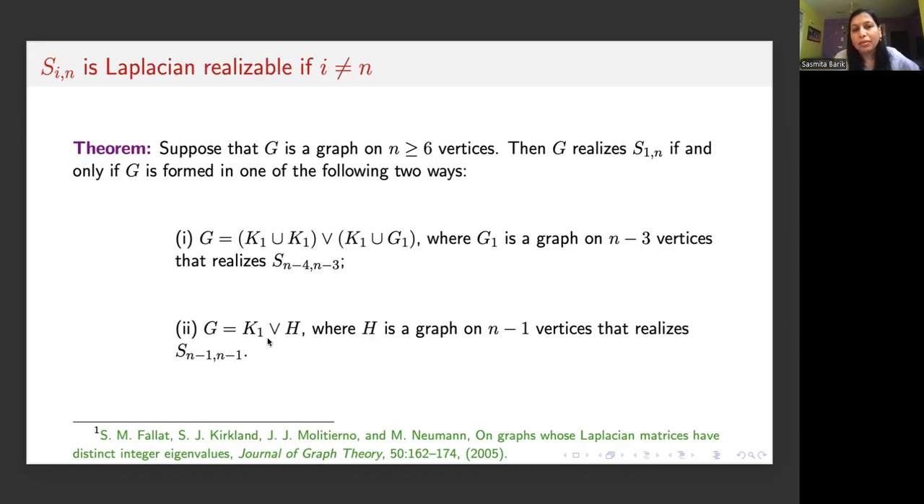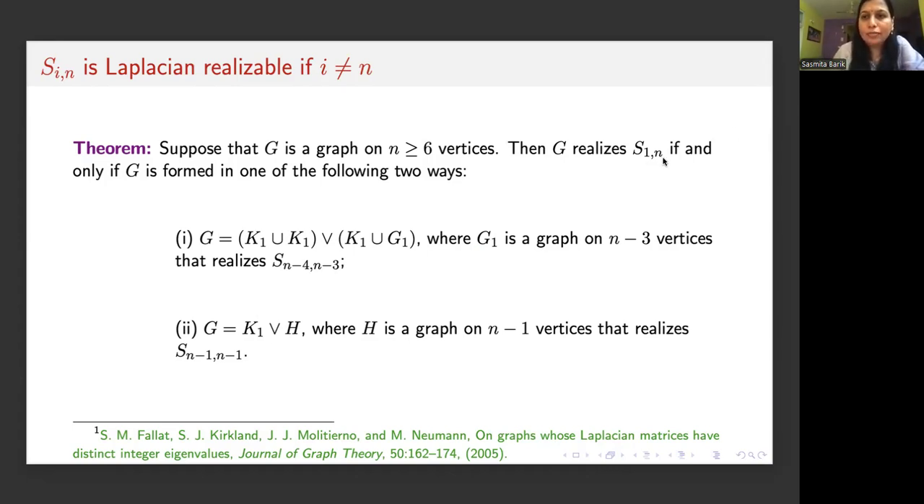Or G can be obtained in this way, that G is K1 join H, and H is a graph on n minus 1 vertices, which realizes S n minus 1. Here your n minus 1 is missing. This graph is with n minus 1 vertices and the last number is missing. So these two ways you can construct a graph realized by S1n. But again, this is a recursive construction. If you have such a graph, then only you can go for this. But anyway, two ways it can be constructed. So starting with smaller ones, we can go for the larger ones.